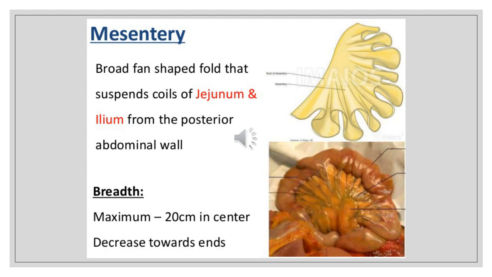The mesentery of the small intestine, or mesentery proper, is a broad fan-shaped fold of peritoneum which suspends the coils of jejunum and ileum from the posterior abdominal wall. The breadth of this is 20 cm in the center and decreases towards the ends. So it is gradually diminishing towards the end.